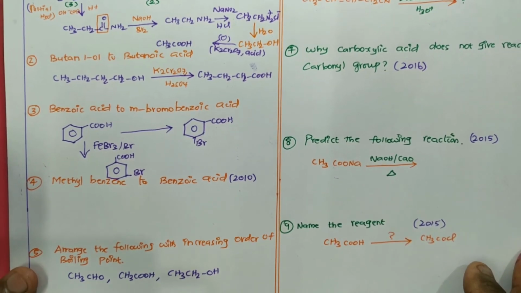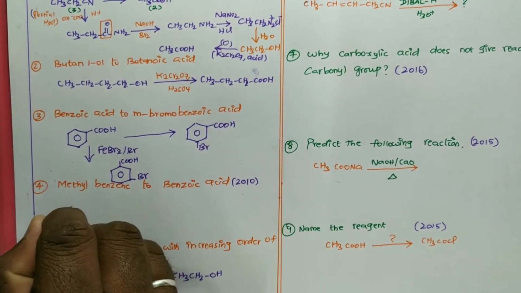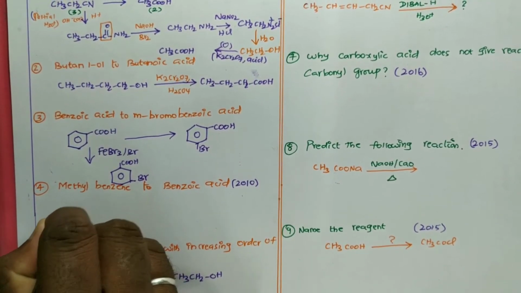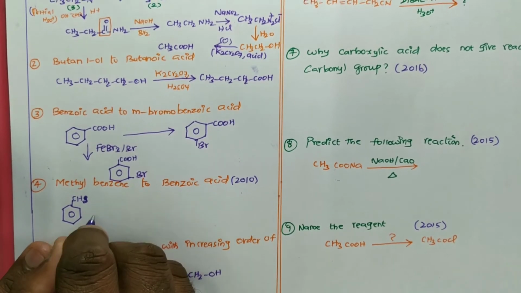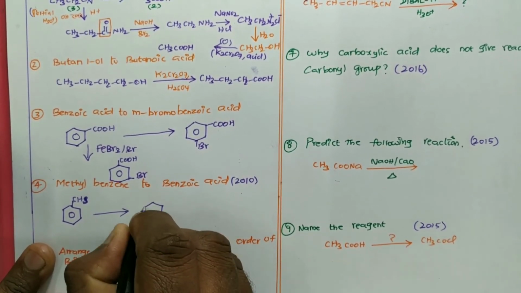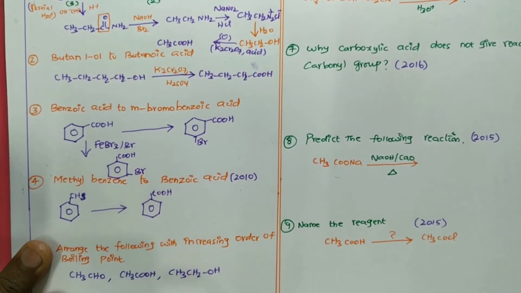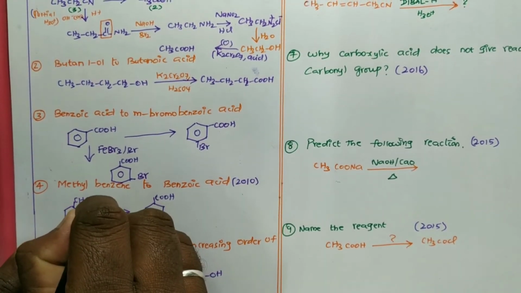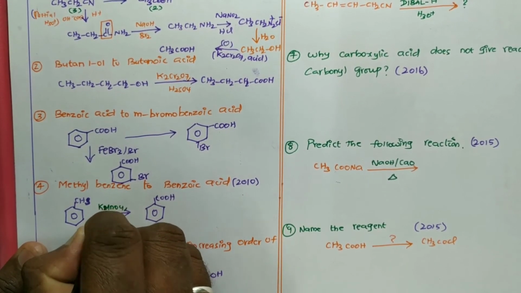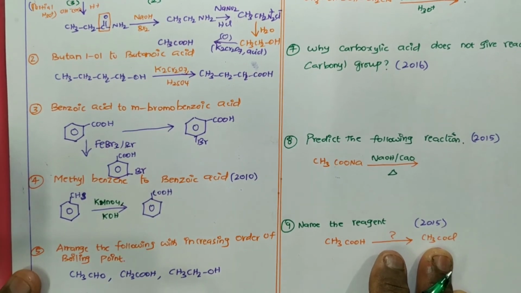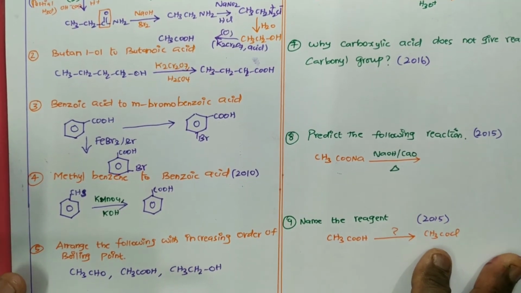Our next question is methyl benzene to benzoic acid. This is also very simple. Methyl benzene, what is methyl benzene? Methyl benzene is otherwise called toluene. So CH3. How can we convert methyl benzene to benzoic acid? This is the structure of benzoic acid, COOH. Just by a strong oxidizing agent, either KMnO4 in presence of KOH. The alkaline KOH will convert this methyl group into an acid group. It's a strong oxidizing agent.